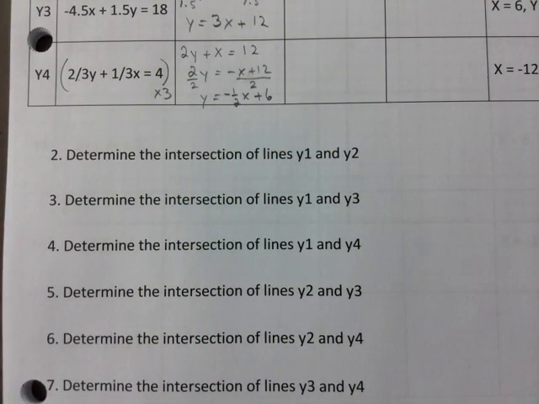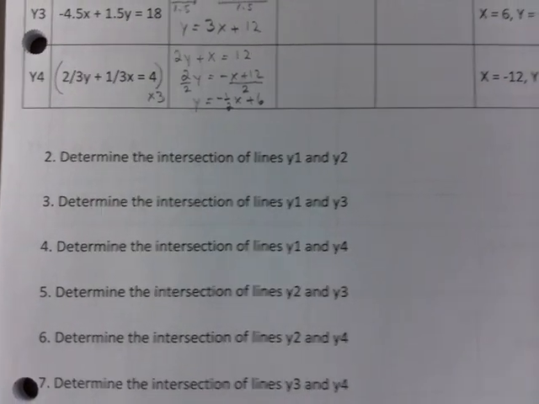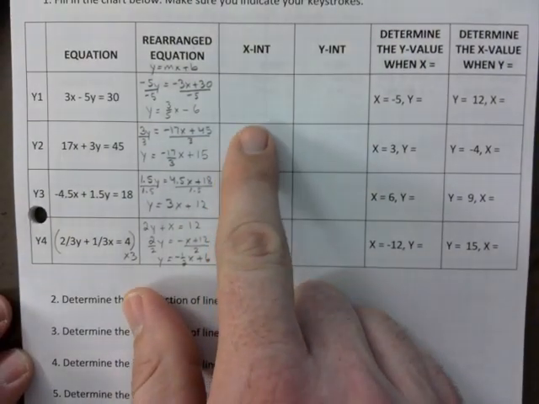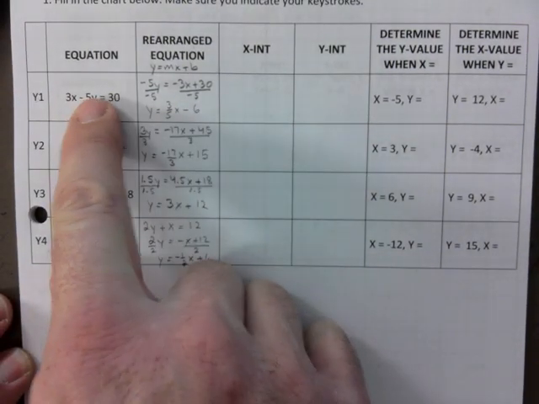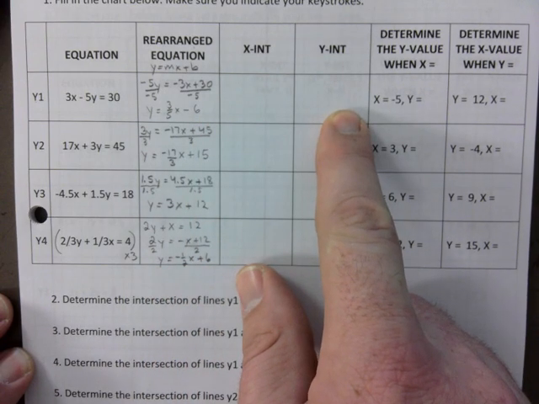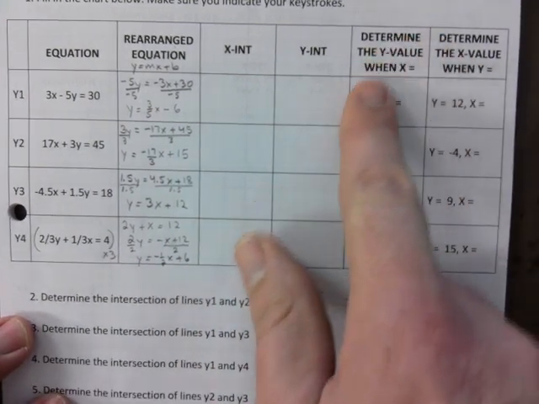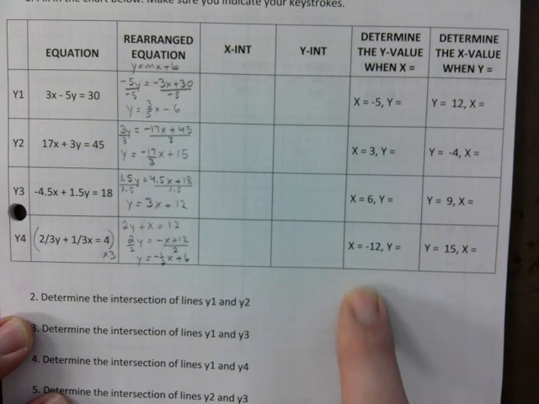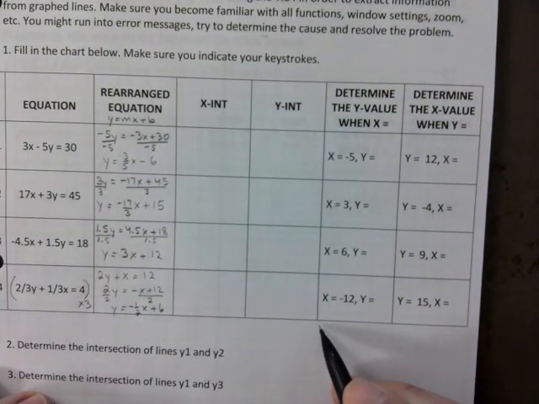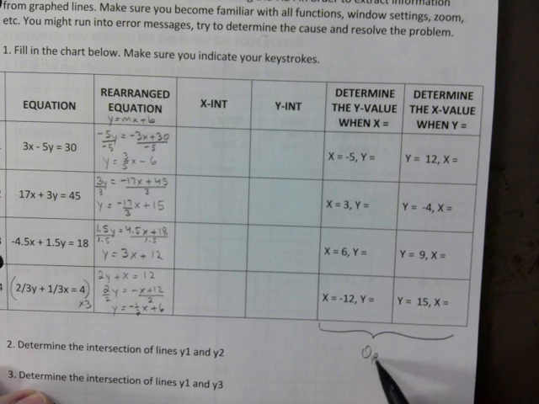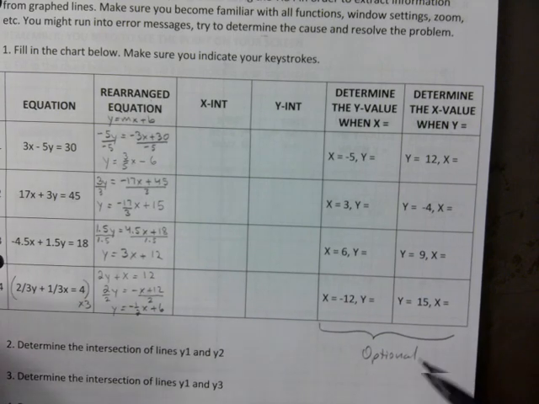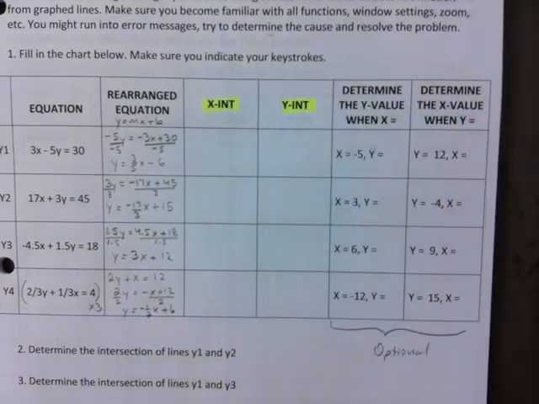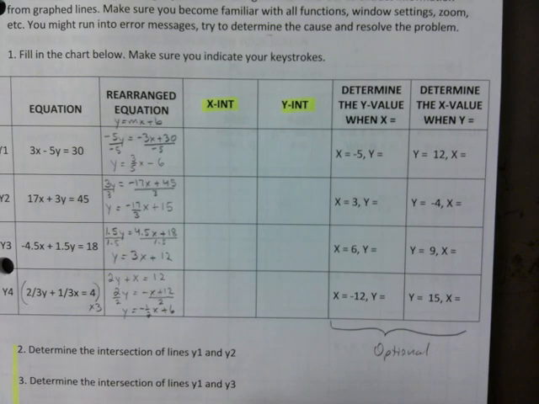That's part of your job today, as well as finding the x and the y intercepts for each equation. You know what? I'm okay if you don't do this part. I'll say these two columns are optional. I just want you to find the x-intercepts and the y-intercepts. Find those and find all of the points of intersection here.